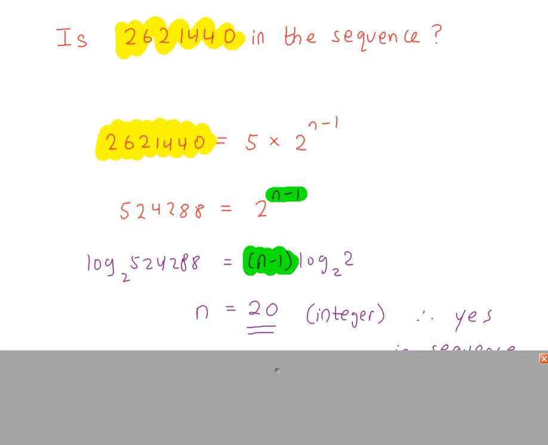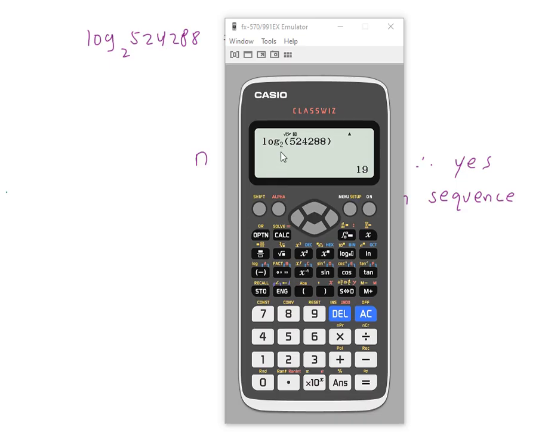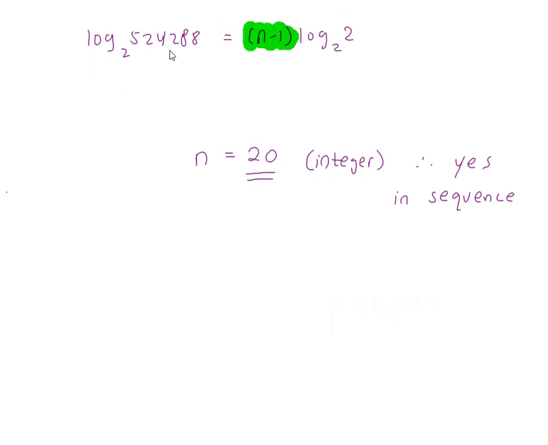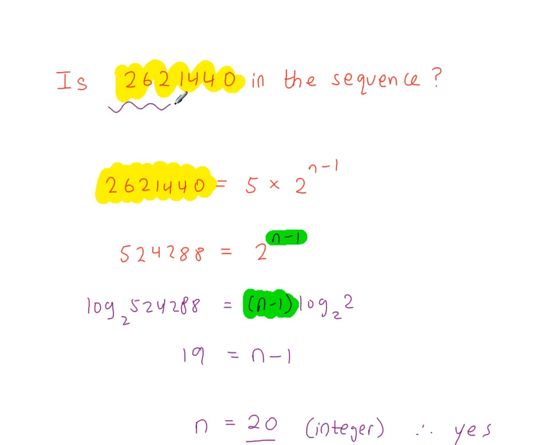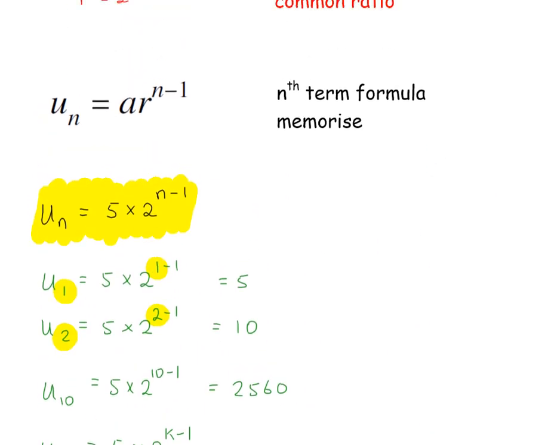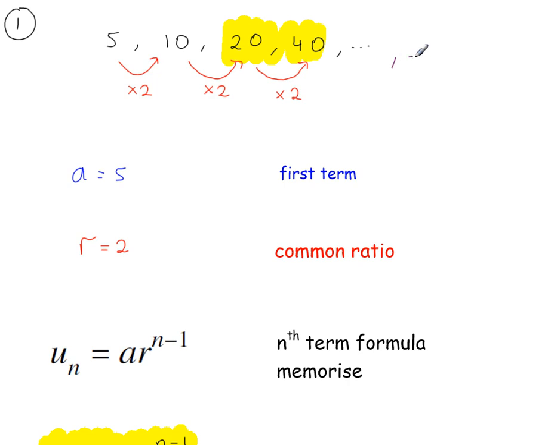From the calculator, this value here is 19, so 19 is equal to n minus 1, so n was 20. I just added in an extra step for clarity. So it's an integer, so the value that we started with is in the sequence. It will appear somewhere in this sequence. Example 2, what's the nth term formula for this geometric sequence?